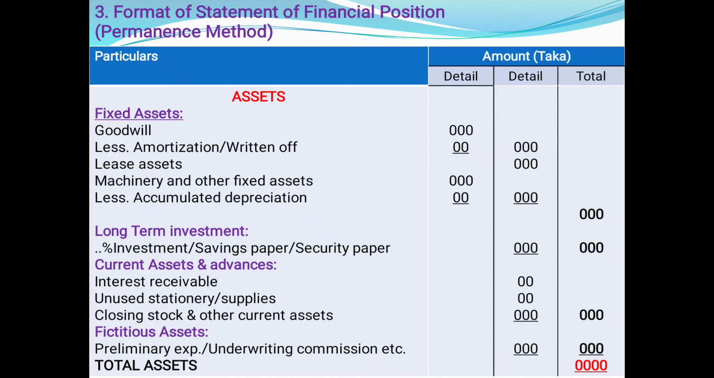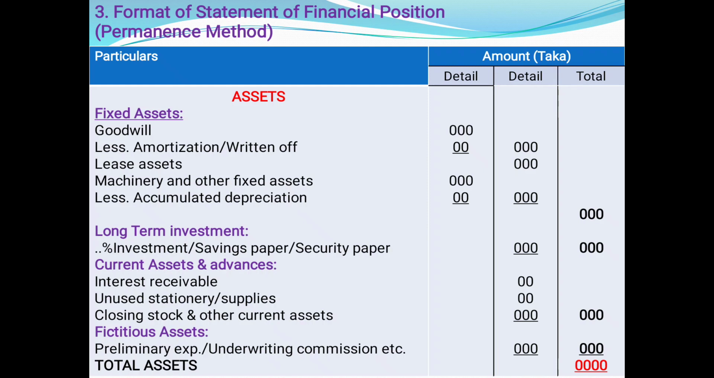At first, assets. Totally 4 heads are available on the asset side. First one, fixed asset. Second one, long-term investment. Third one, current assets and advances. Fourth one, fictitious asset, that is other asset. In fixed assets, several items are written. Goodwill, less amortization written off. Lease asset, machinery and other fixed asset, less accumulated depreciation.